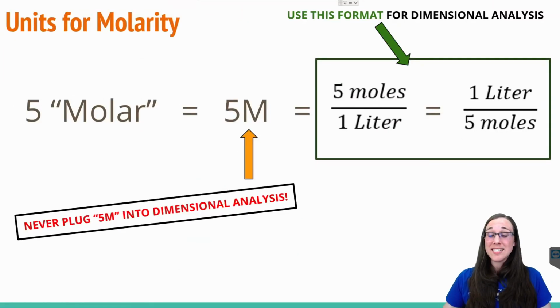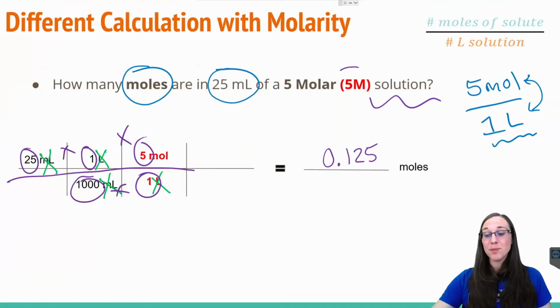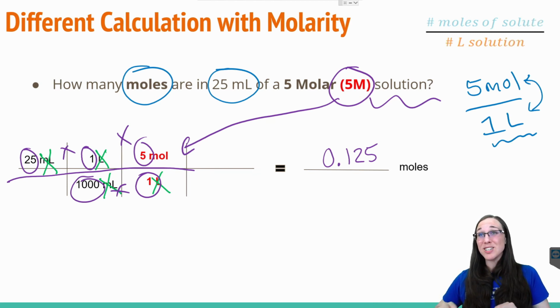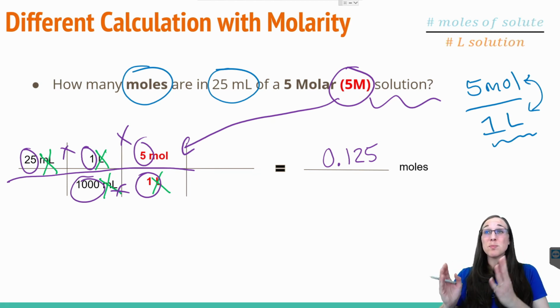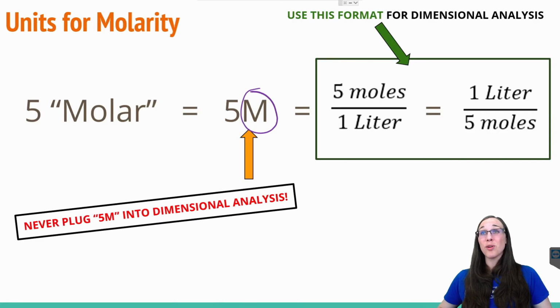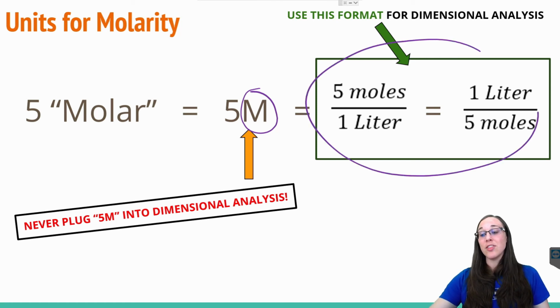Notice before that I didn't plug in the big M format into my calculation. I didn't plug in 5M down here. I converted that big M, the McDonald's sign, to moles per liter. I need to do that in order for it to actually cancel out my units in a dimensional analysis setup. So always make sure you're using this format, moles per liter or liter per moles.